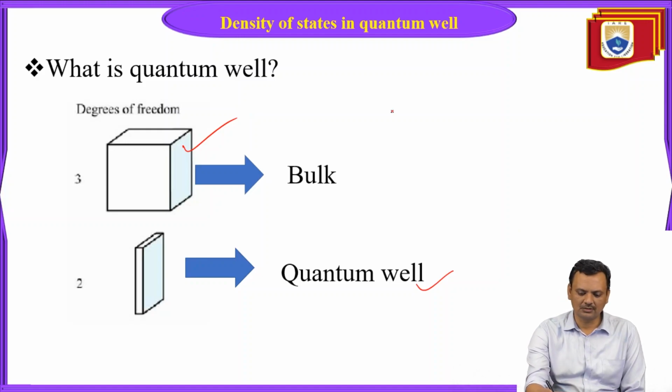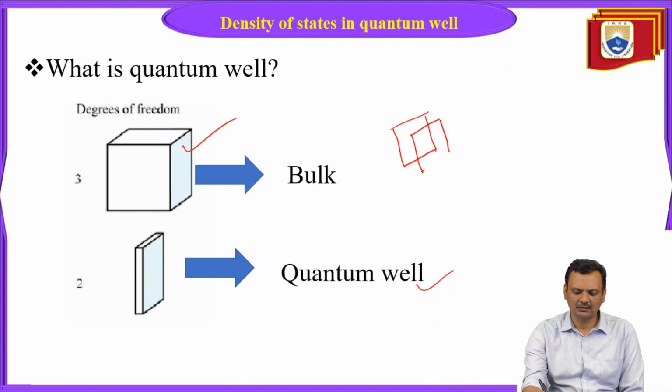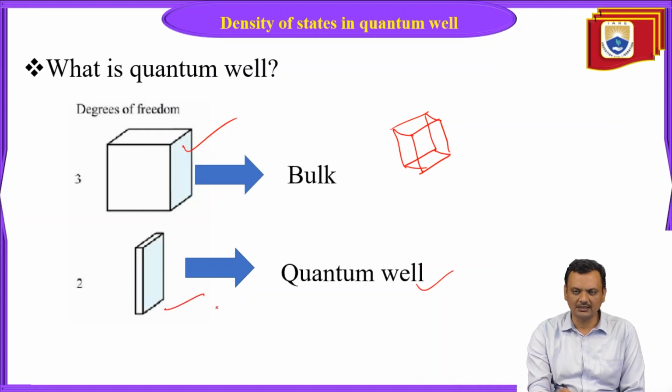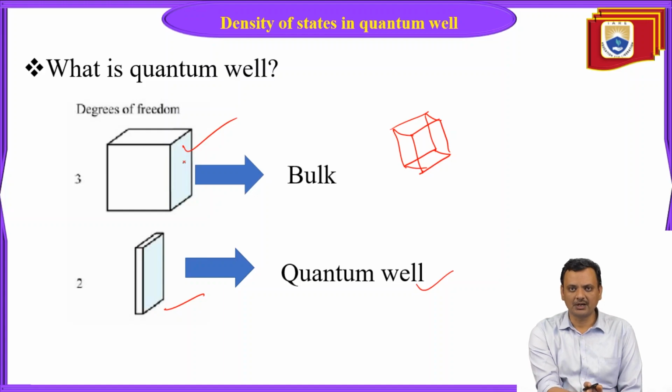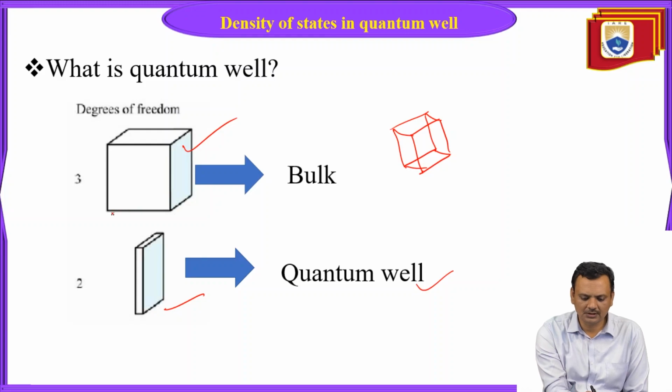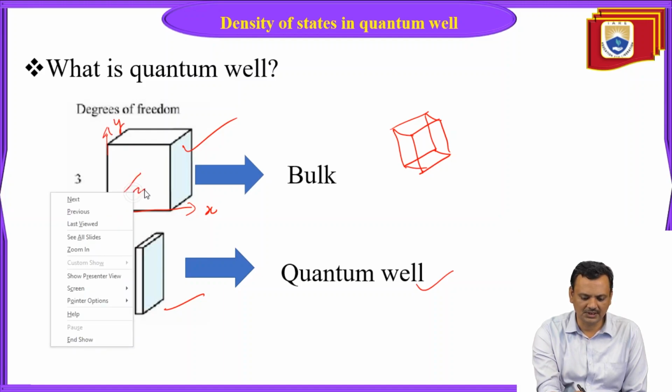See here, your bulk structure is defined or expanded in all the possible three directions. But what happens in the case of quantum well structure? You restrict the growth of this structure in one particular direction. Suppose this is your positive x direction, this is your positive y direction, and this is your positive z direction.